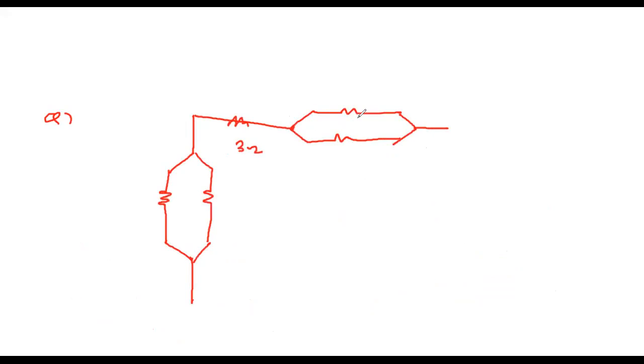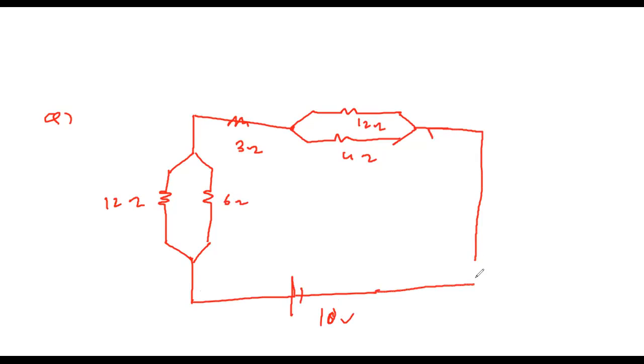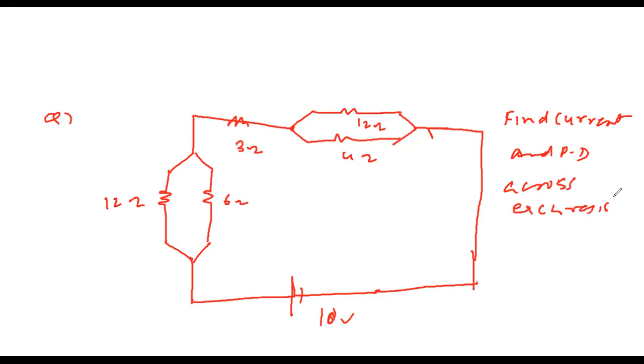Three ohm, 12 ohm, 4 ohm. This is 6 ohm, 12 ohm. Question is again, find current and potential difference across each resistance. I'm giving you 2 minutes. You all try, then I'm solving this.